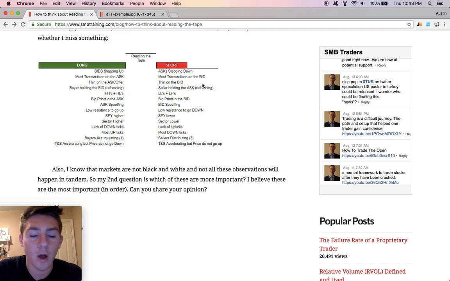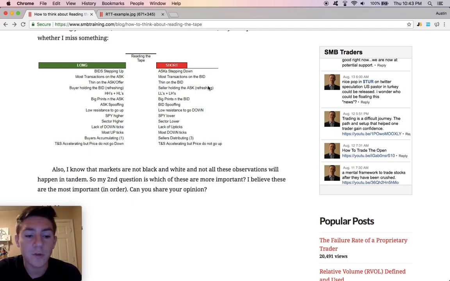Most transactions on the bid. That means that they are selling to the people buying. It's hard to explain exactly, but it just means that the people who are buying, they're selling to them. Okay, because we talked about how the bid will be lower than the ask.